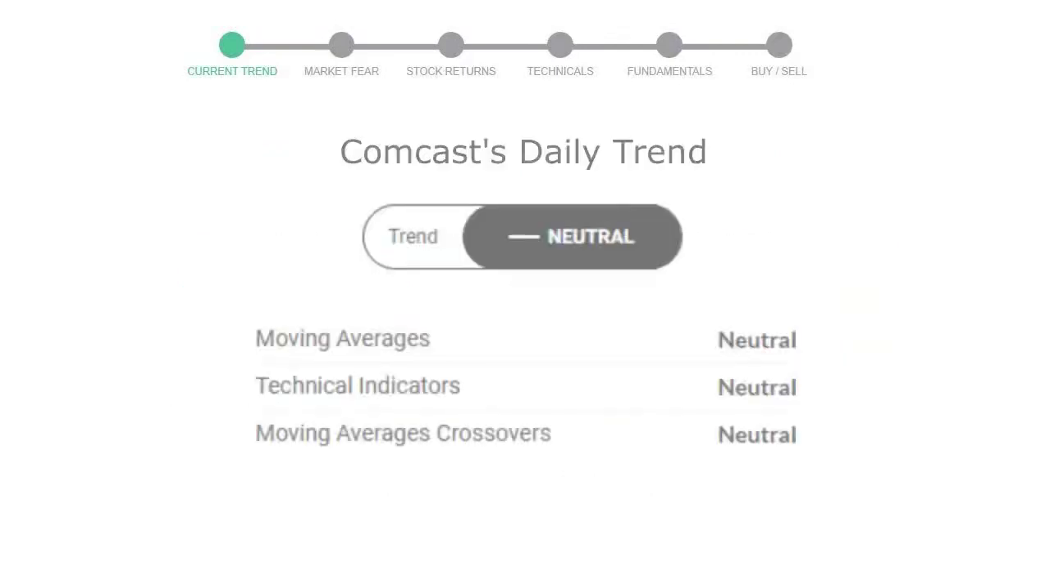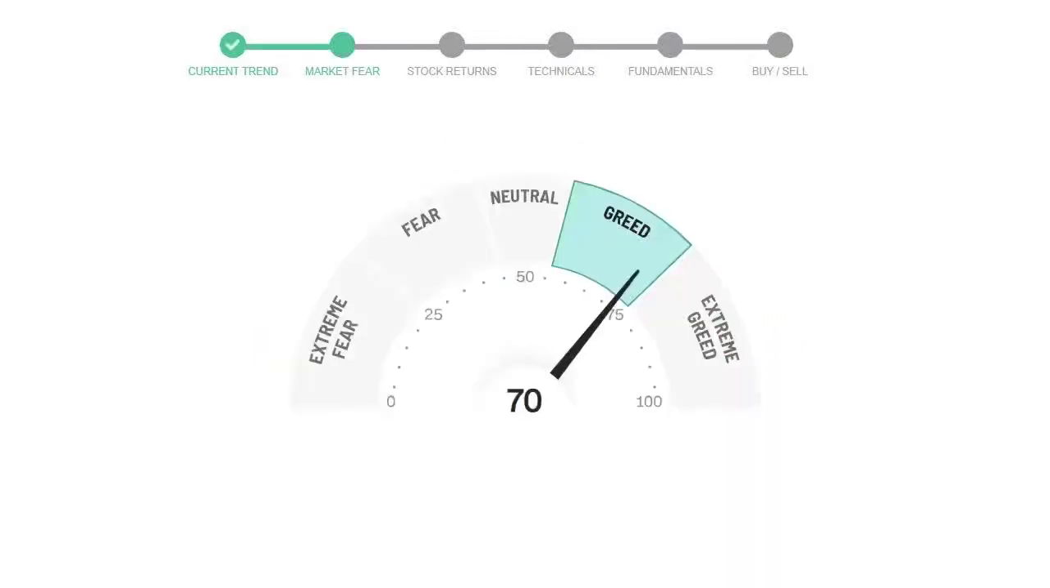Let's look at today's trend indicators. The moving average is neutral. Technical indication is neutral. And overall daily trend for the stock is neutral. Looking at weekly analysis, the weekly stock trend is in positive trend. Today's market is indicating greedy emotion in the public sentiment.